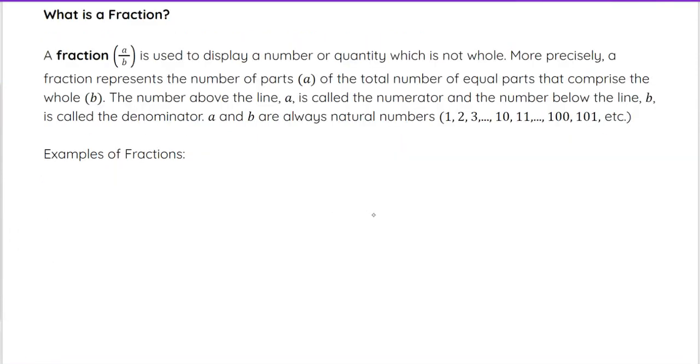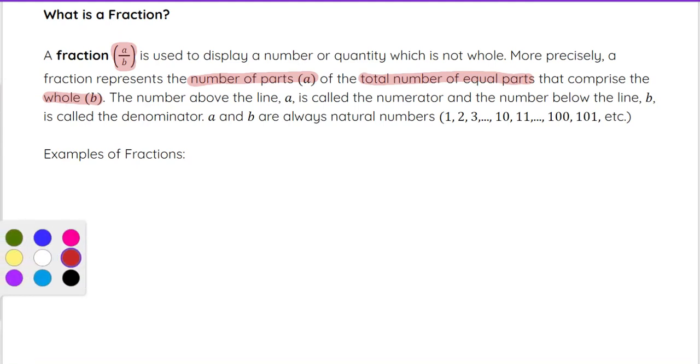So let's talk about what a fraction is. A fraction, typically written like this, something over something else, A over B, is used to display a number or quantity which is not a whole. More precisely, a fraction represents the number of parts A, which is the top, of the total number of equal parts that comprise the whole, which is B, the bottom. So the total number of equal parts that comprise the whole is always the bottom.